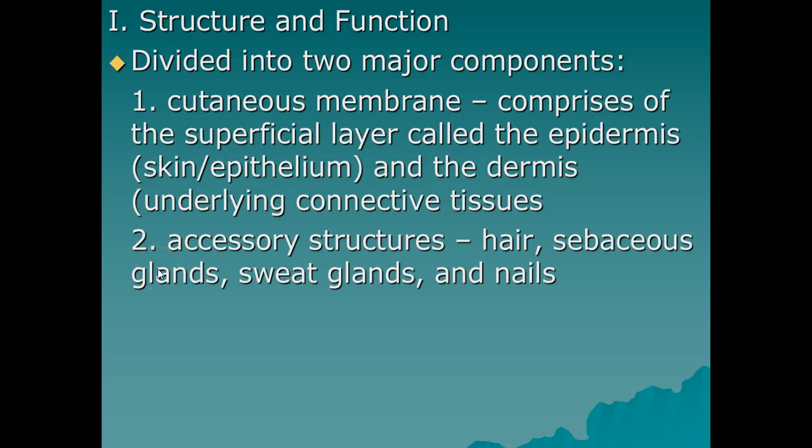The second major grouping of structures in the integumentary system are your accessory structures. These are things like your hair, your sebaceous glands, your sweat glands, your nails. Sebaceous glands are going to be those oil glands.